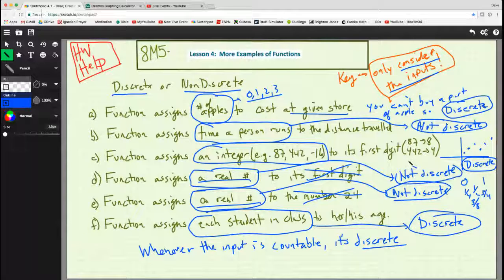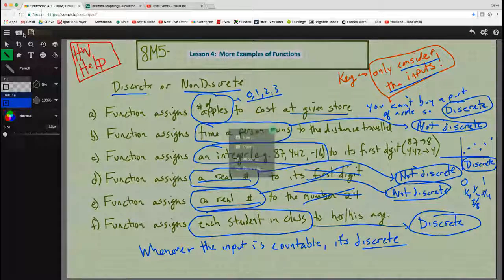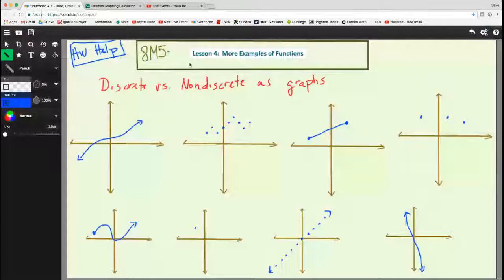Now let's switch to another way. This is the verbal model way of looking at discrete and non-discrete numbers. Let's look at it from, let's see, I think we're going to move in and look at it from a graphing point of view. So this might help. Some people are more graphical people. So let's look at things from the graphing point of view.